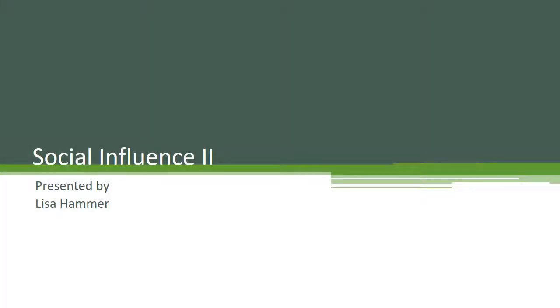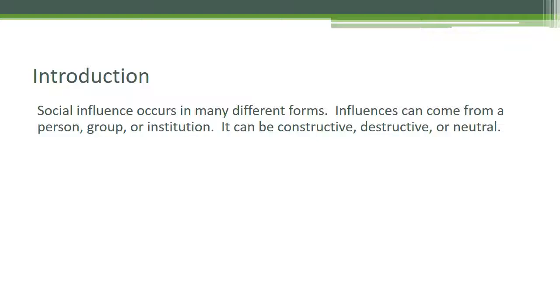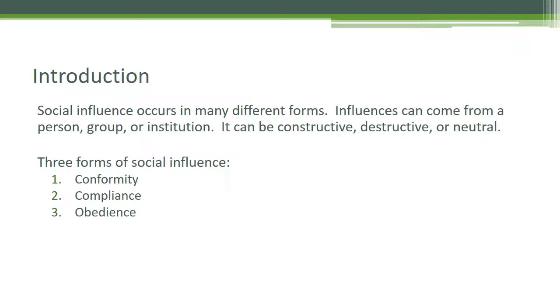Social influence, part 2. We've read how social influence occurs in many different forms. Influences can come from a person, a group, or an institution. It can be constructive, destructive, or have no impact. The three forms of social influence are conformity, compliance, and obedience.